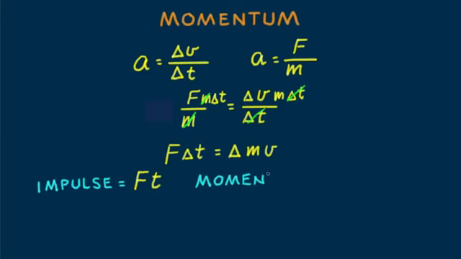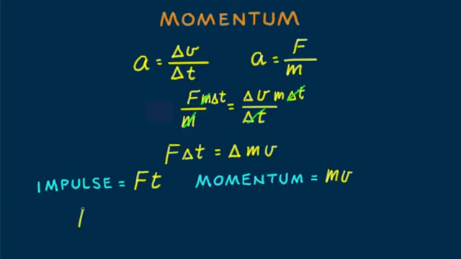The quantity MV is called momentum, which is inertia in motion. A massive object at rest has inertia, but no inertia of motion, which is to say, no momentum. But apply a force to it, and it acquires momentum. Better said, apply an impulse to an object, and it will undergo a change in momentum. Impulse equals change in momentum.